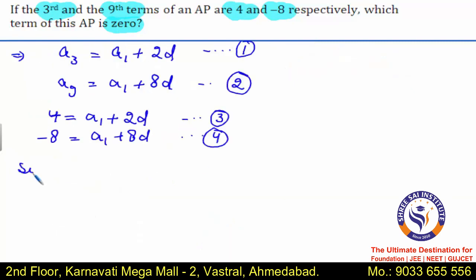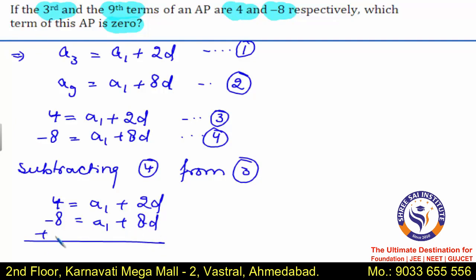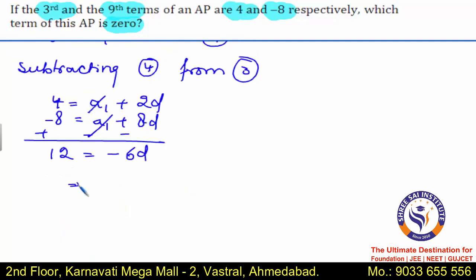Now, subtracting equation 4 from 3, we have, on subtracting, A1 cancels out with minus A1. On the left hand side we have 12 and on the right hand side we have minus 6D. So this implies D is equal to minus 2.